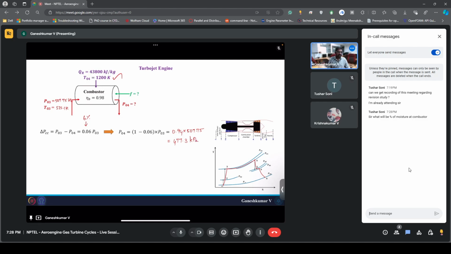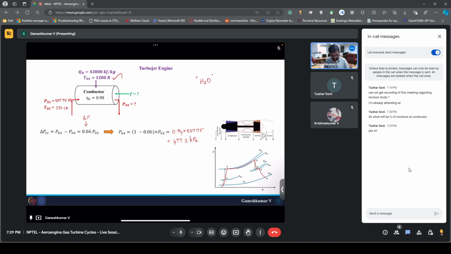All right. What will be the percentage of moisture at the combustor? Good question. The percentage of moisture depends upon your fuel burn rate, or you could say the type of fuel, and the temperature determines it. If you think about it, moisture is nothing but H2O. Isn't that what you're talking about, Tushar? When you say moisture, it's H2O, right?